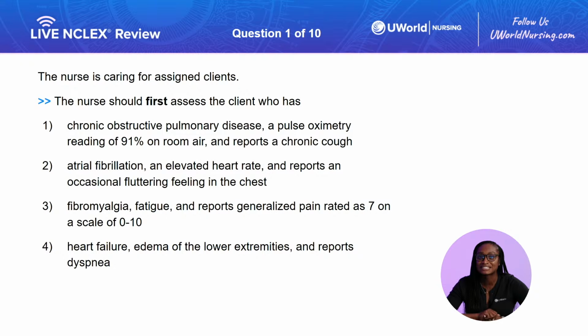The nurse is caring for assigned clients. The nurse should first assess the client who has what? Option 1, chronic obstructive pulmonary disease, a pulse oximetry reading of 91% on room air, and reports a chronic cough. Option 2, atrial fibrillation, an elevated heart rate, and reports occasional fluttering feeling in the chest. Option 3, fibromyalgia, fatigue, and reports generalized pain rated as 7 on a scale of 0 to 10. Or option 4, heart failure, edema of the lower extremities, and reports dyspnea.